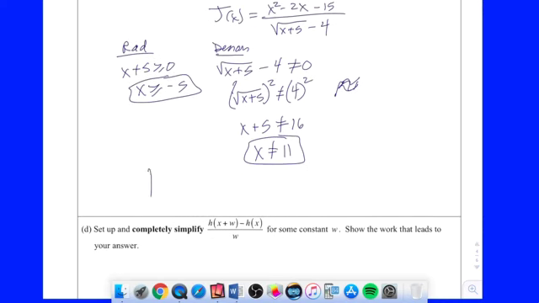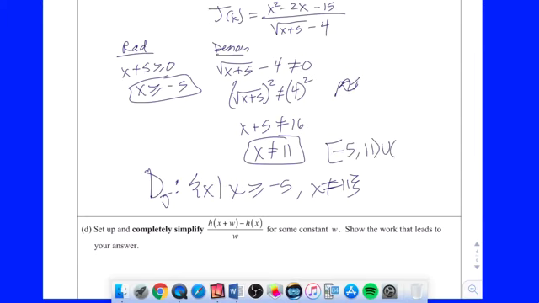So now we just write the domain. D sub f, the set of all x such that x is greater than or equal to negative 5, comma, x is not equal to 11. That would also be bracket negative 5, comma 11, stepping over it, going to infinity. If you missed that one, this was the most correctly answered question on the back. But if you got negative 1 or something for the x, you did your algebra wrong.